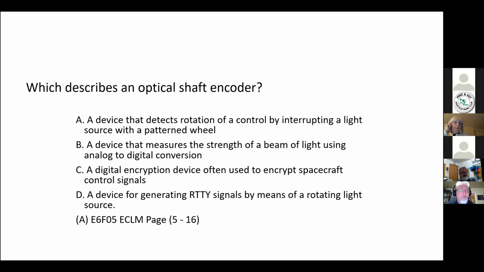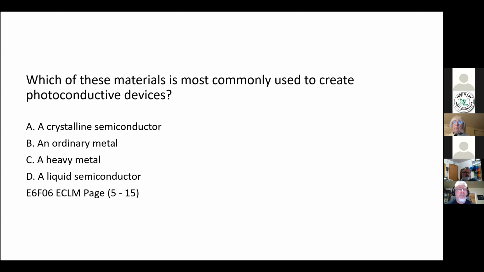Alpha is correct. Which of these materials is most commonly used to create photoconductive devices? A. A crystalline semiconductor. B. An ordinary metal. C. A heavy metal. Or D. A liquid semiconductor.